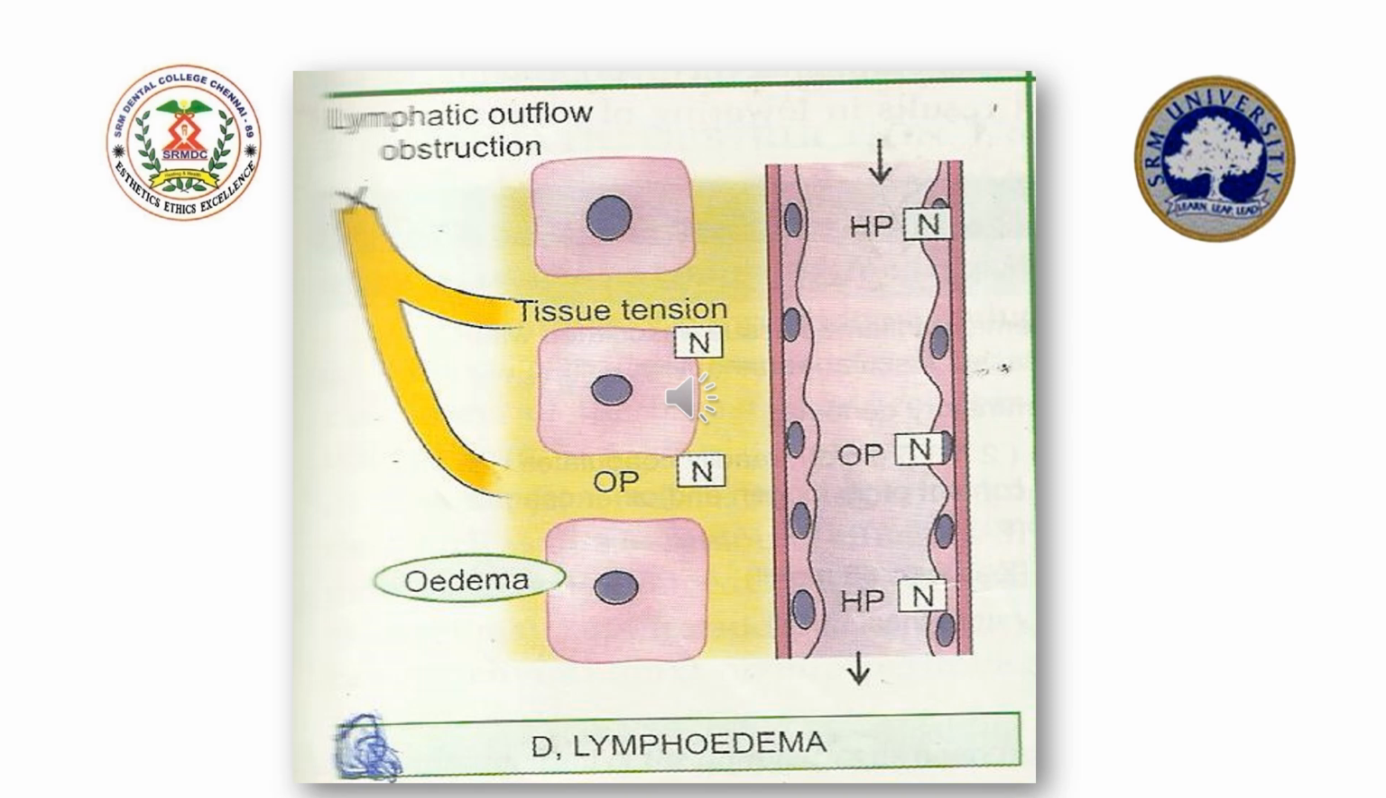The next mechanism is the lymphatic outflow obstruction. Generally, under normal circumstances, any excess fluid in the interstitial space is removed through the lymphatics. But whenever there is any obstruction of the lymphatic outflow, the fluid that has accumulated in the interstitial space will be retained, leading to edema. Examples of obstruction of lymphatic outflow are removal of axillary lymph nodes in radical mastectomy, or inflammation of the lymphatics seen in filariasis.